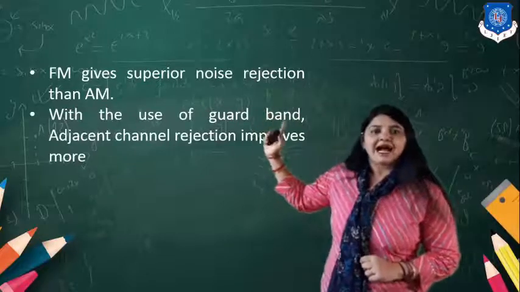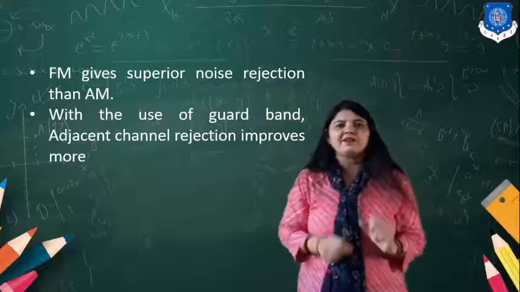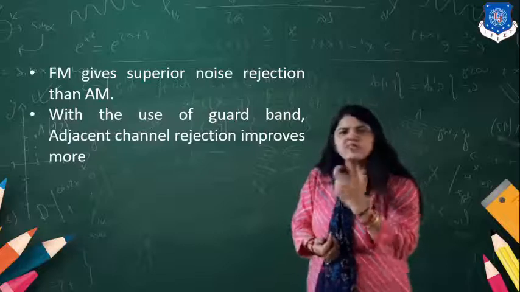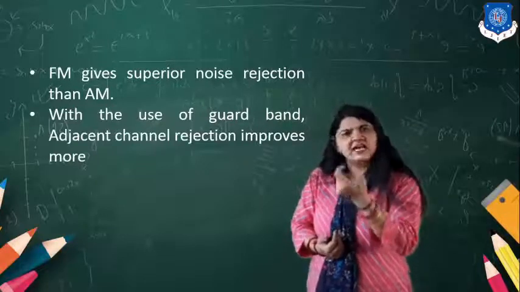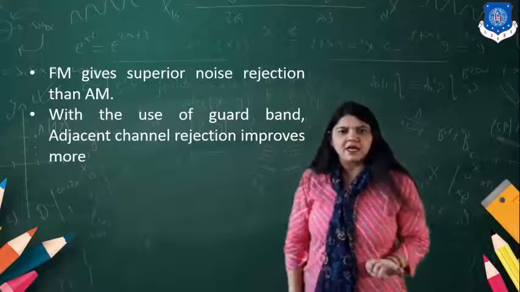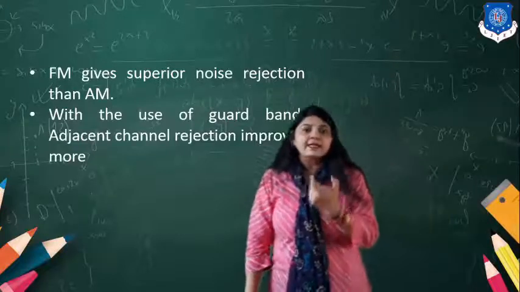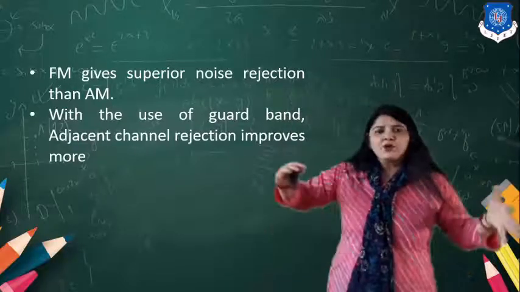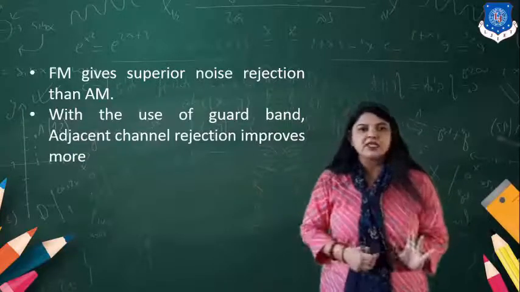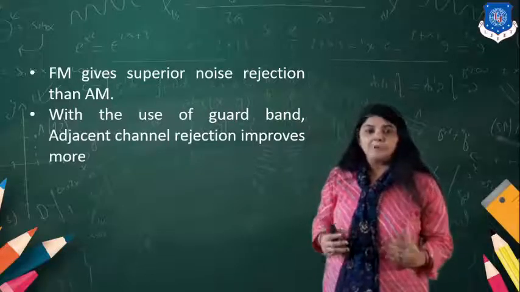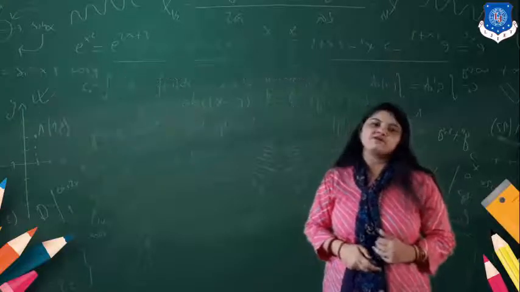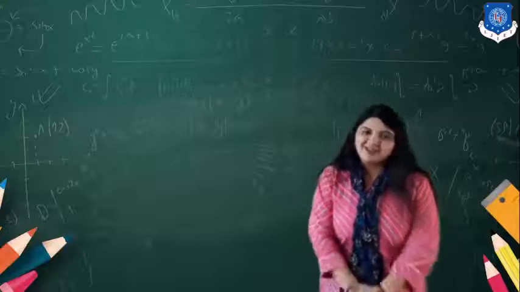With the use of a guard band, you can provide a guard band between the two channels. A guard band means the space that you provide between the two frequencies, in which no transmission is done. By providing that kind of guard band, you have a space so that there is no effect of one frequency on the other, and this way we can improve the adjacent channel rejection, and the interference can also be reduced.